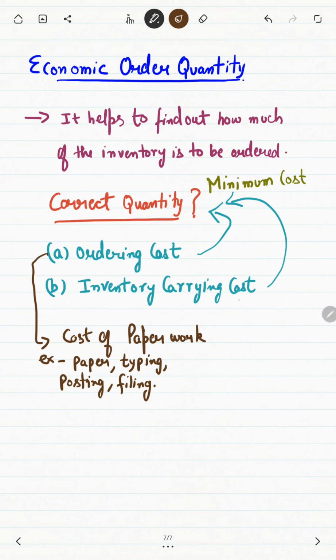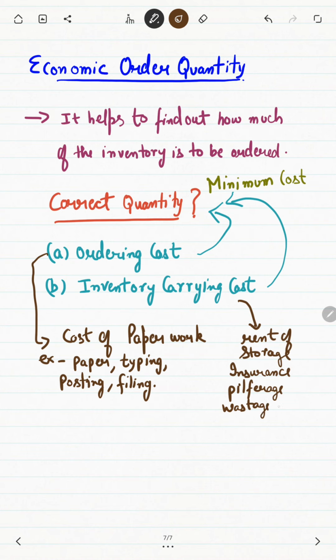The inventory carrying cost, on the other hand, consists of items like rent of storage, cost of insurance for the storage, salaries of the storekeeper, pilferage, wastage, etc. These all come under the category of inventory carrying cost.